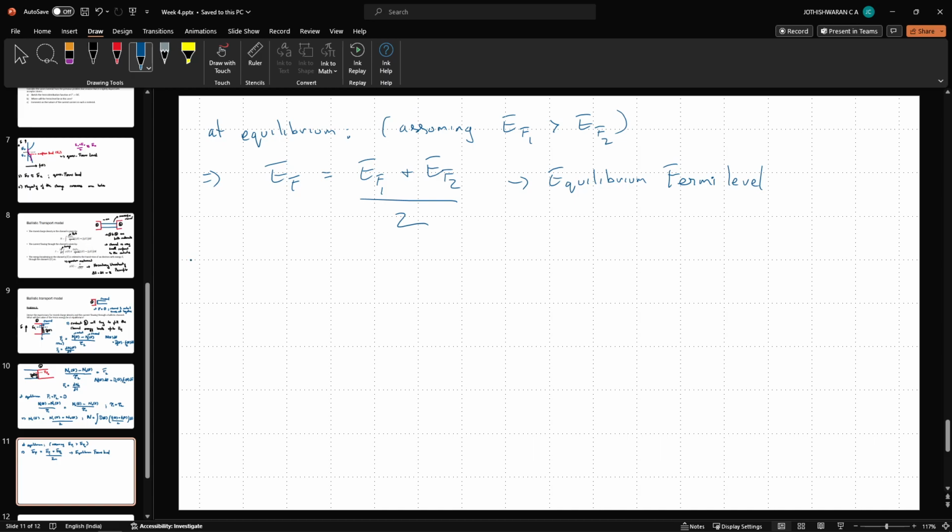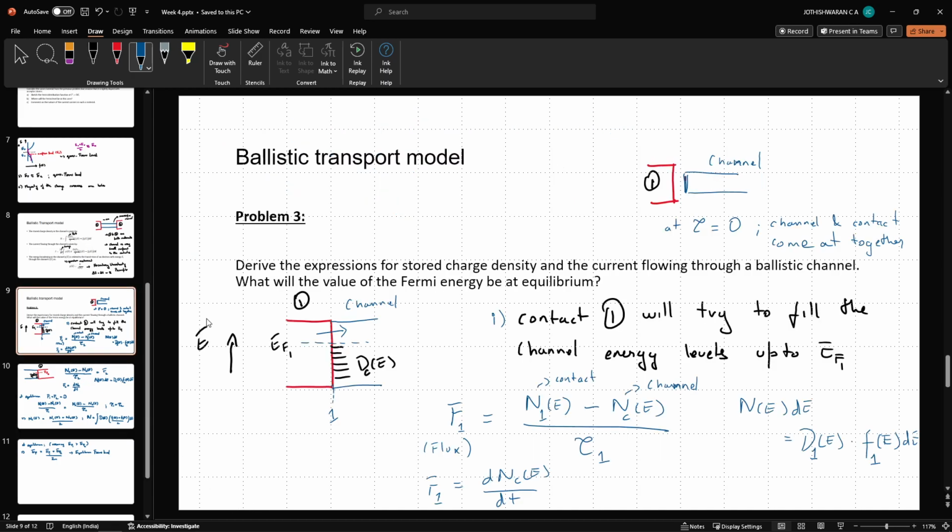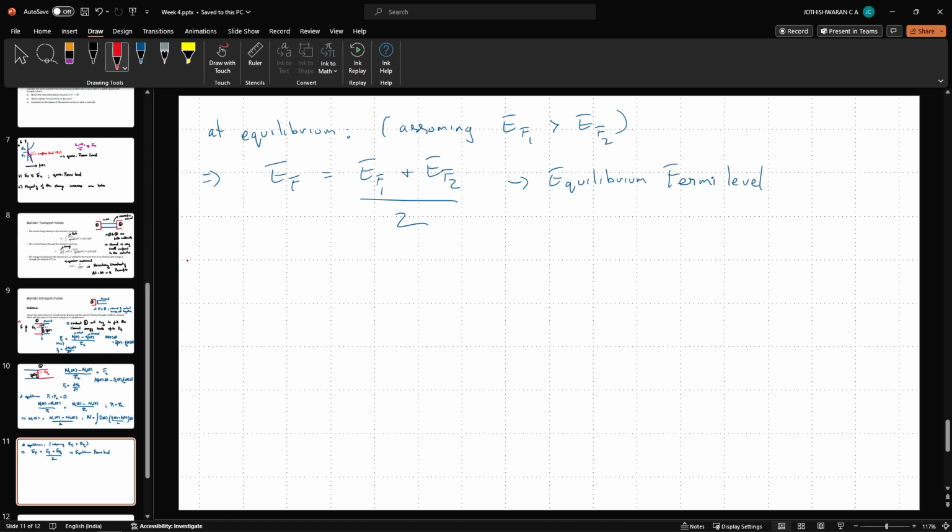Now moving on to the current. So now again, just for the sake of completion, let me call this part A, and after this we begin part B. Now in part B, we have to find the current flowing through the channel. Here we have to assume that equilibrium is broken.